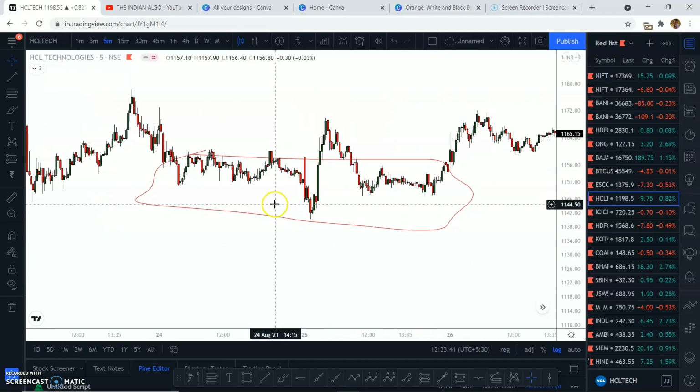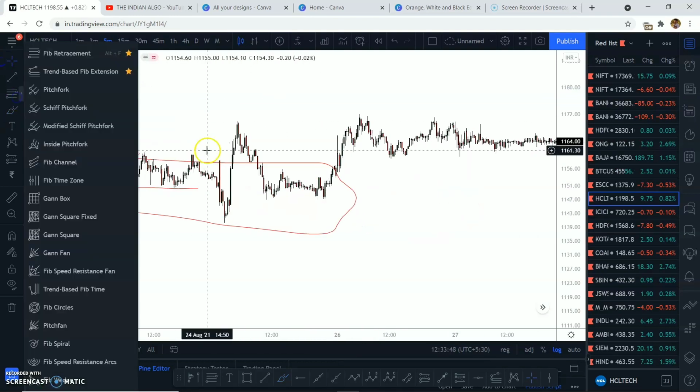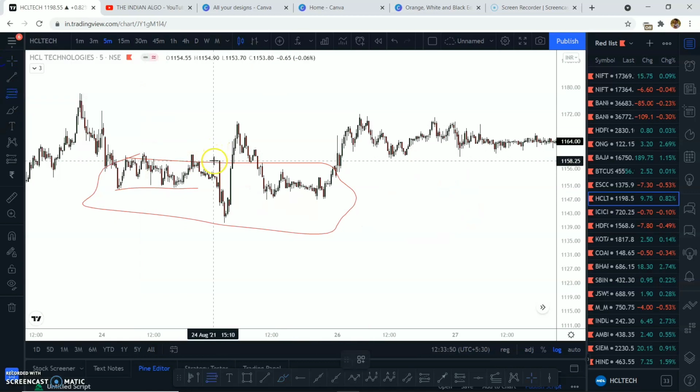Identify the down move that hunts liquidity. Very clear to you guys. These are the equal lows, right? These are the equal lows. You will mark this level.